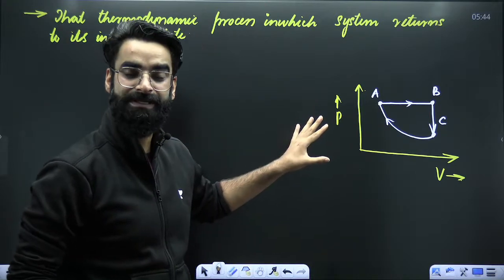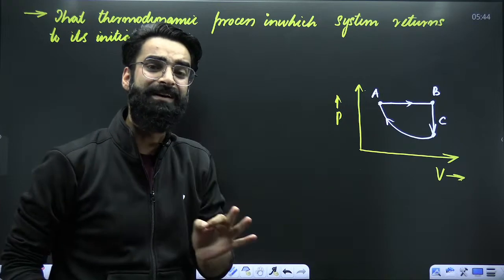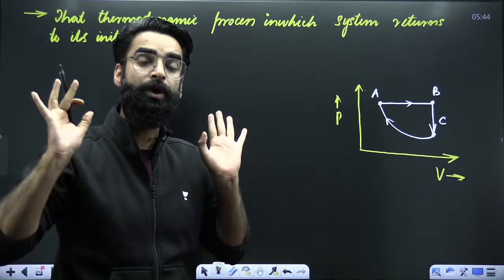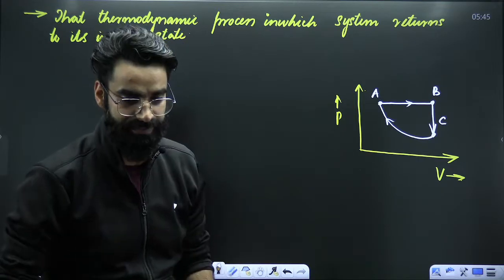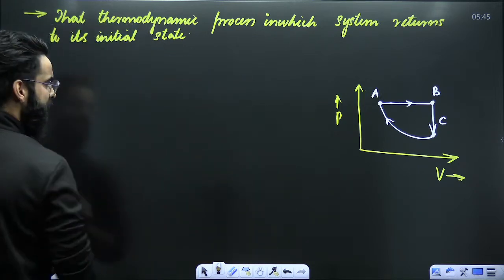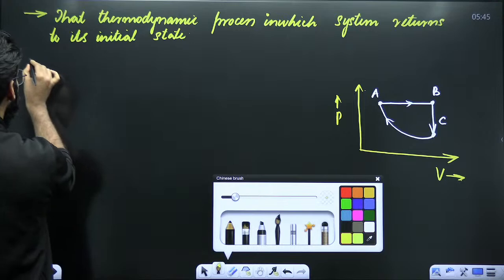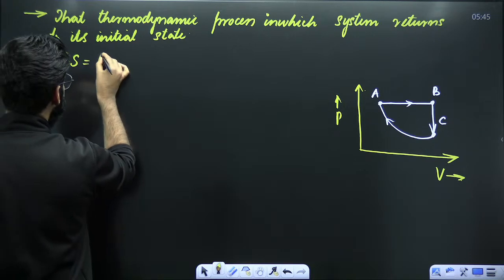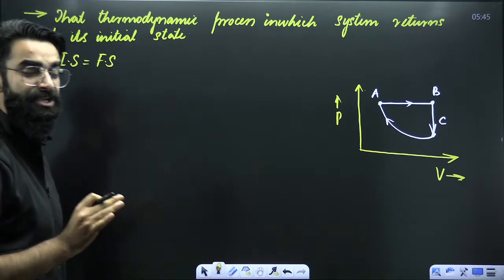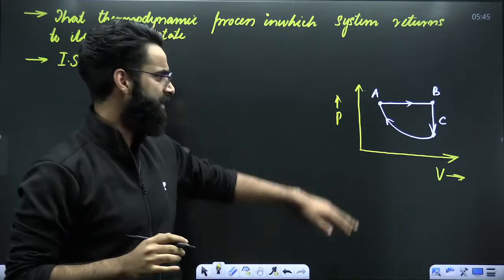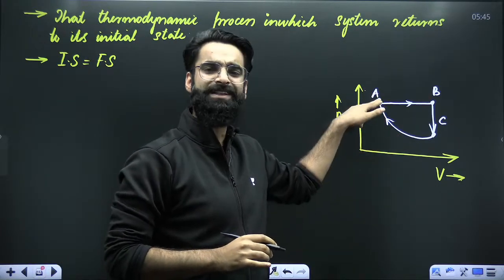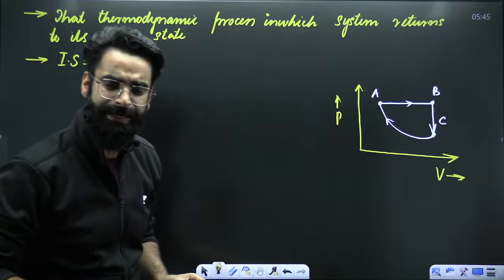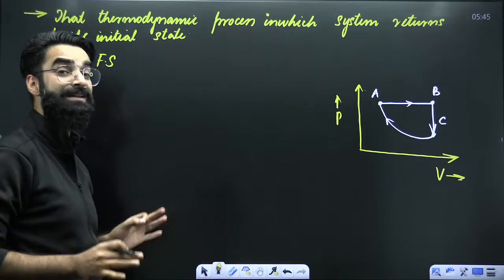Whenever you see this kind of thermodynamic process in which the system returns to its initial state after going through a lot of steps, you will say that your system is undergoing a cyclic process. Can I say in case of the cyclic process, the initial state and the final state of the system is the same? We started from A and finally we reached A as well. So whatever was my initial state, the same is going to be my final state.